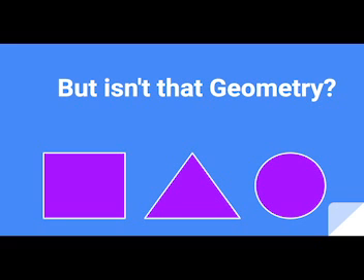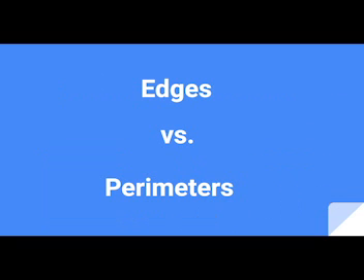But isn't that an oversimplified definition of geometry too? Well, yeah. But while geometry cares more about rigid properties, such as angles and side length, topology cares more about broader properties. A great example to show the distinction between the two is counting edges versus perimeters.